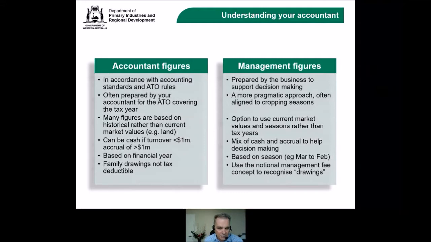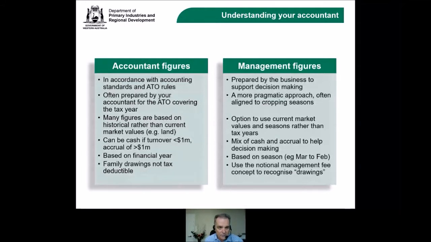For a start, your accountant is preparing on a tax year, whereas you might prepare things on a seasonal basis because it makes more sense in terms of your management decisions. For your accountant, a lot of the values within your financial statements will be historical. They won't be market value. Whereas we've said for making good management decisions, maybe we need to include market values, especially around the assets that we actually have, and prepare it on a seasonal basis.